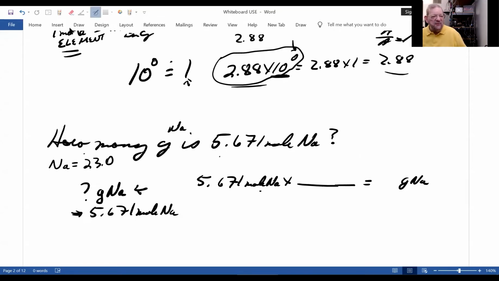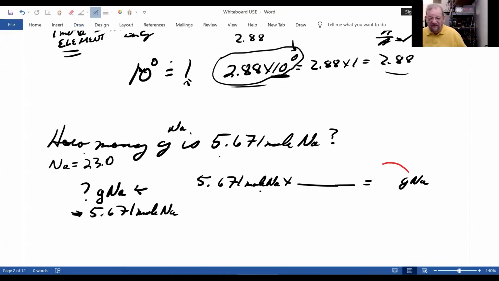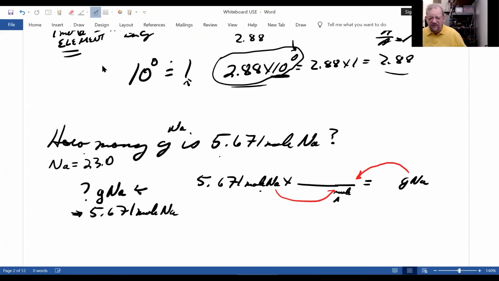And I'm going to use my good buddy, my good friend, unit analysis, which teaches me whatever I'm trying to get to goes on top of the ratio. Whatever I'm trying to get rid of goes underneath. And this is moles of sodium. This is grams of sodium.